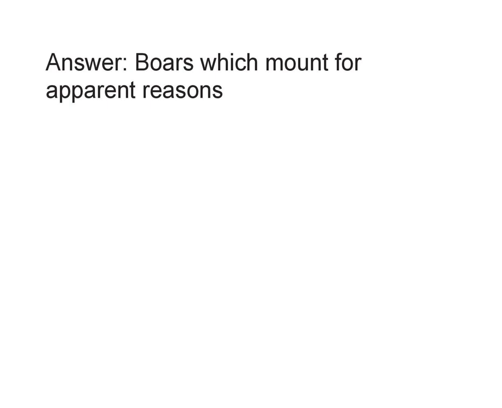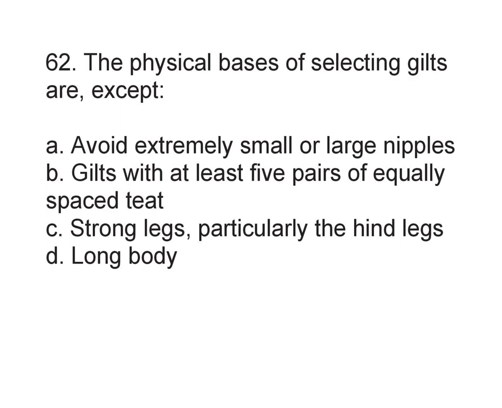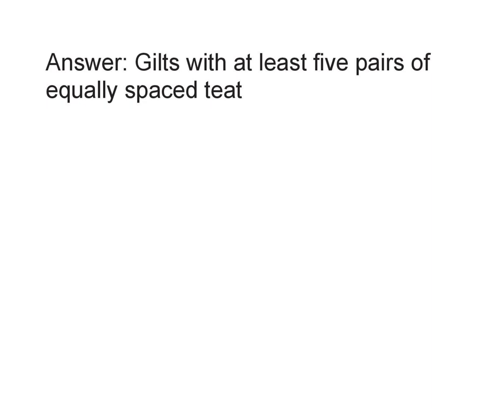Number 62. The physical basis of selecting gilts are, except, A. Avoid extremely small or large nipples, B. Gilts with at least 5 pairs of equally spaced teats, C. Strong legs, particularly the hind legs, D. Long body. The answer is gilts with at least 5 pairs of equally spaced teats.